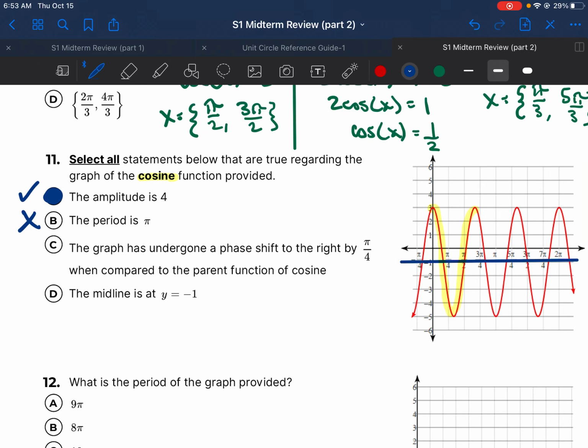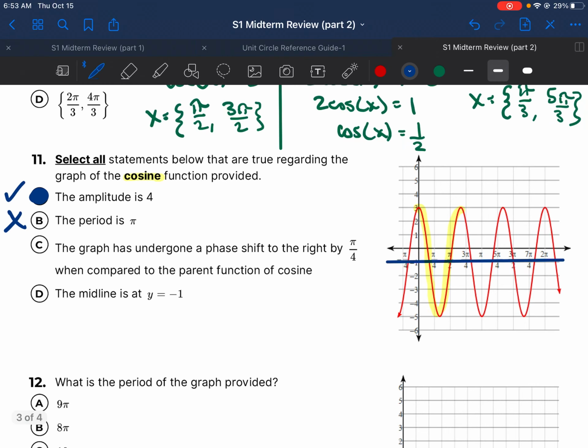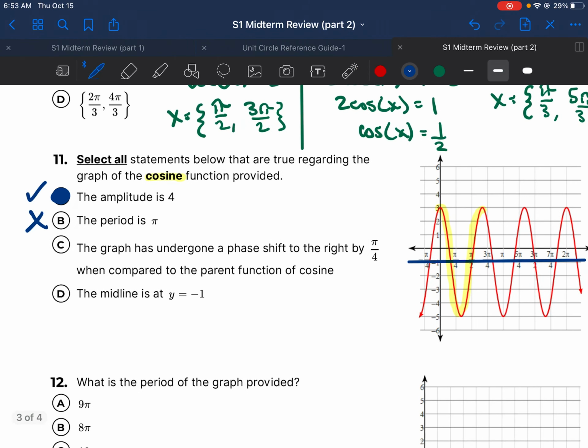Statement C says the graph has undergone a phase shift to the right by pi over 4 when compared to the parent function of cosine. Well, let's think about the parent function of cosine. We know that the parent function of cosine has a maximum at 0, 1. And notice that we have a maximum at 0, 3, meaning that our graph did not undergo any kind of phase shift to the left or right. So this would have to be a false statement as well.